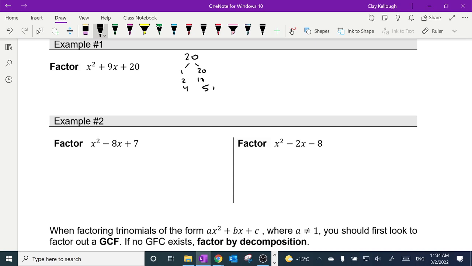4 and 5. And there's my winner. 4 plus 5 is 9. So this thing factors to x plus 4 times x plus 5. All right, so that's how these ones work.